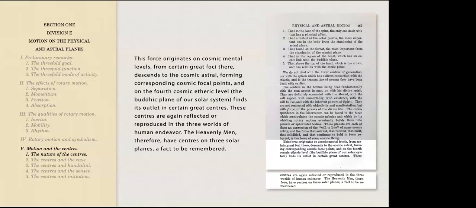This force originates on cosmic mental levels from certain great foci. There descends to the cosmic astral, forming corresponding cosmic focal points, and on the fourth cosmic etheric level, the Buddhic plane of our solar systems finds its outlet in certain great centers. These centers are again reflected or reproduced in the three worlds of the human endeavor. The heavenly man therefore has centers on three solar planes, a fact to be remembered.